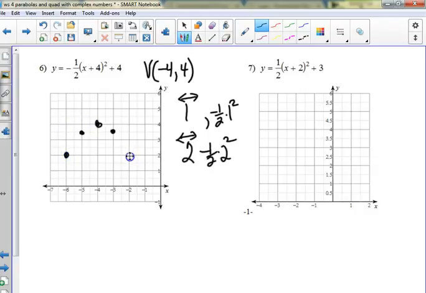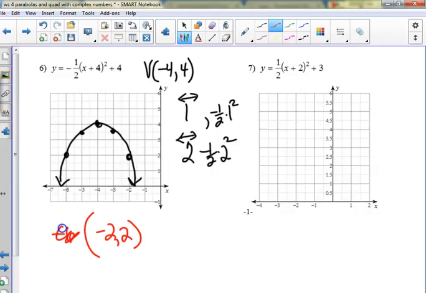Okay, now some of you are doubting me. I can tell. Thinking it's not working, Ms. Hoffbauer. We don't believe you. What is an ordered pair we went through? Negative 2, positive 2? Let's check it. Put a negative 2 in here. Negative 2 plus 4 is 2. 2 squared is 4. Half of 4 is 2. That one has a negative. So we're at negative 2 plus 4 is 2. Worked. Okay.